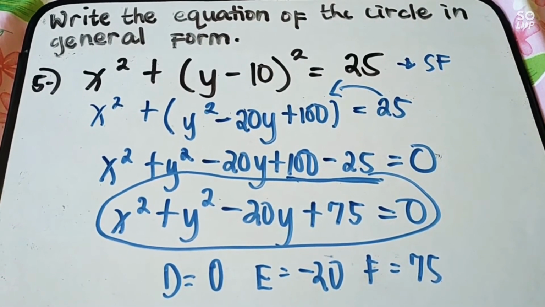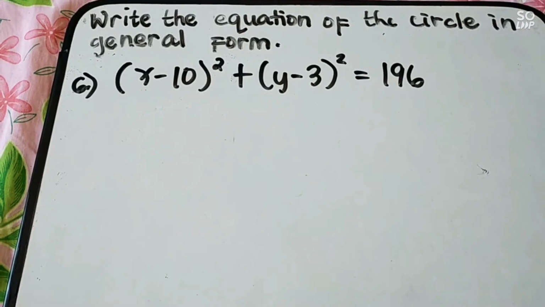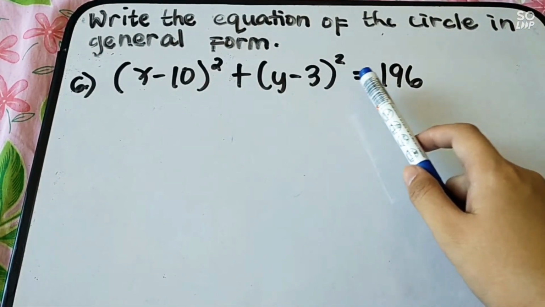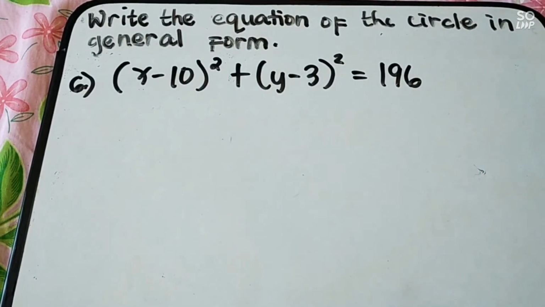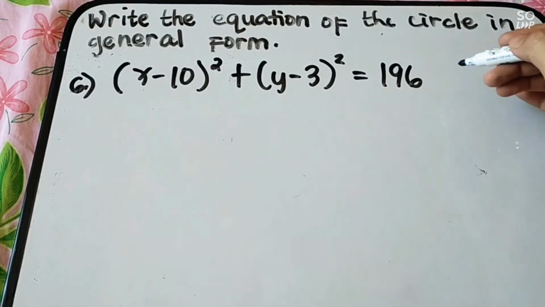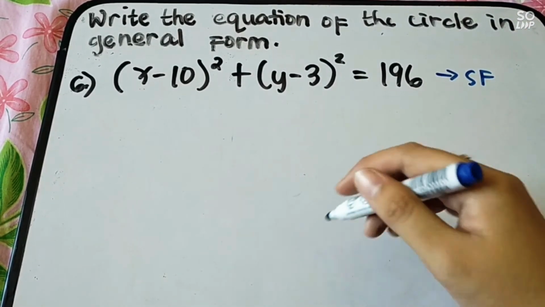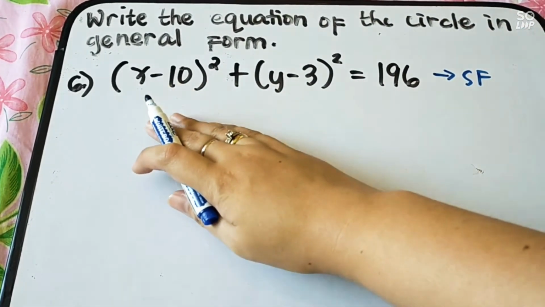Next example, number 6. The square of x minus 10 plus the square of y minus 3 is equal to 196. Okay, yung given natin, naka-standard form ulit. Okay na yan, naka-standard form na. Let us find the general form. Let us expand this one.